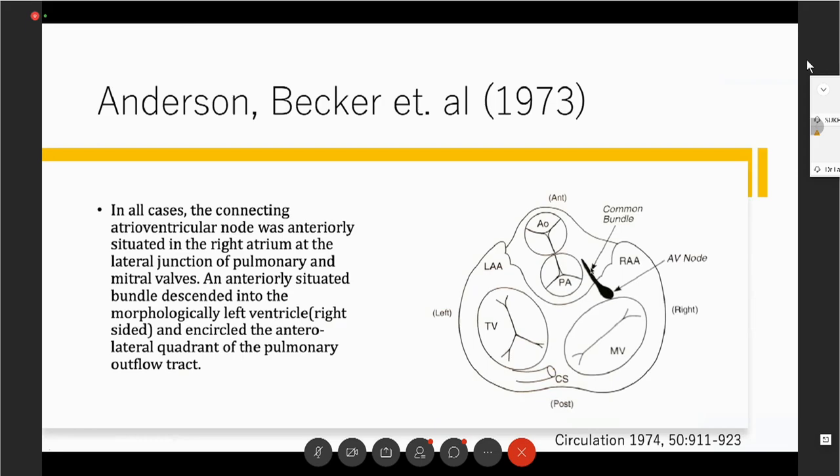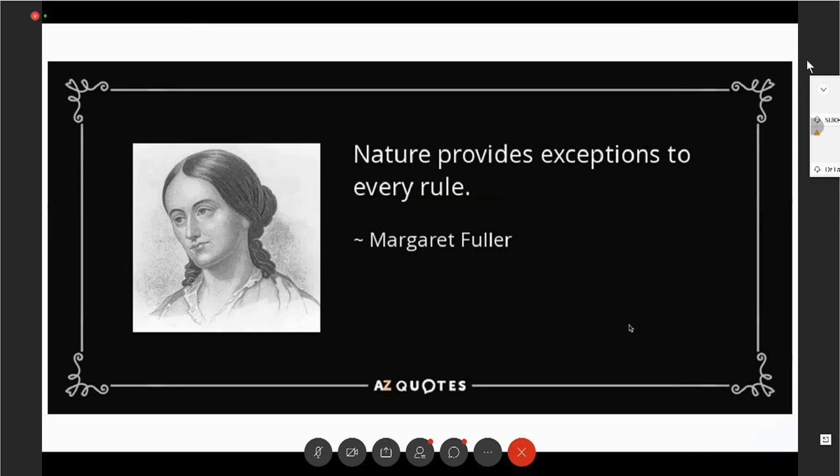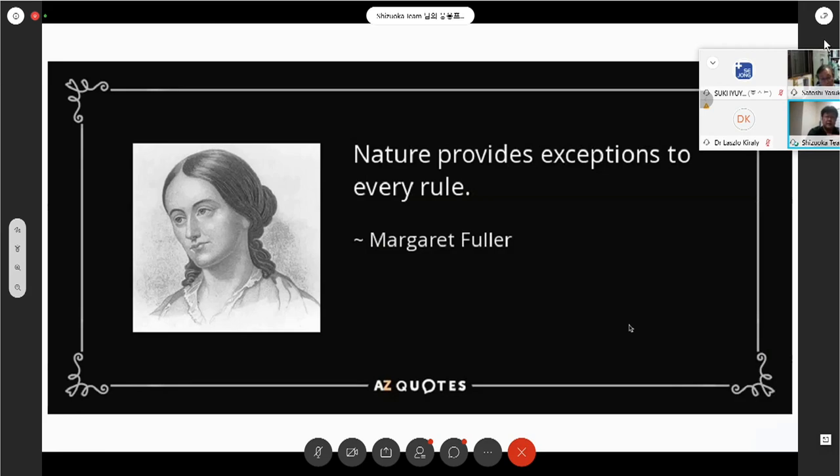And also in situs inversus type, Vampera reported that the conduction system, the AV node, is located posteriorly and alongside the VSD. These are the two big papers, and usually many surgeons obey them. But as you already know, nature provides exceptions to every rule, so many doctors have experienced exceptions.